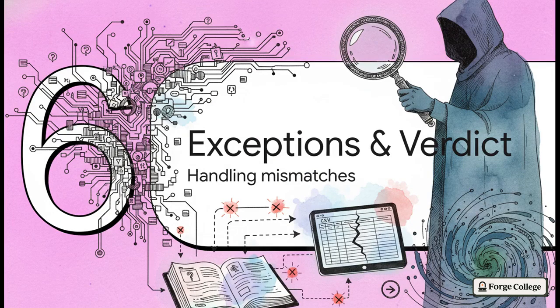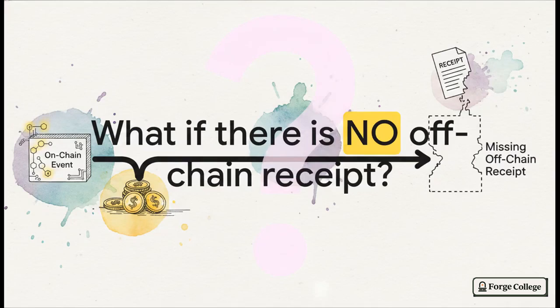Finally, section 6, exceptions and verdict. Handling mismatches. So, you run the script, the case seems closed, but just as you're about to hit send to the compliance team, we hit a dramatic plot twist. What happens when there's an on-chain event but absolutely no off-chain receipt? For instance, what if a purchaser was refunded wholly on-chain using stablecoins, bypassing the fiat provider entirely? Well, your script is going to show a missing receipt.